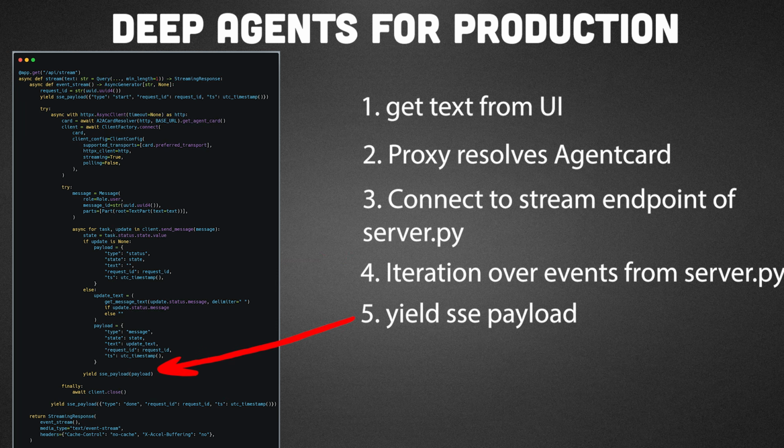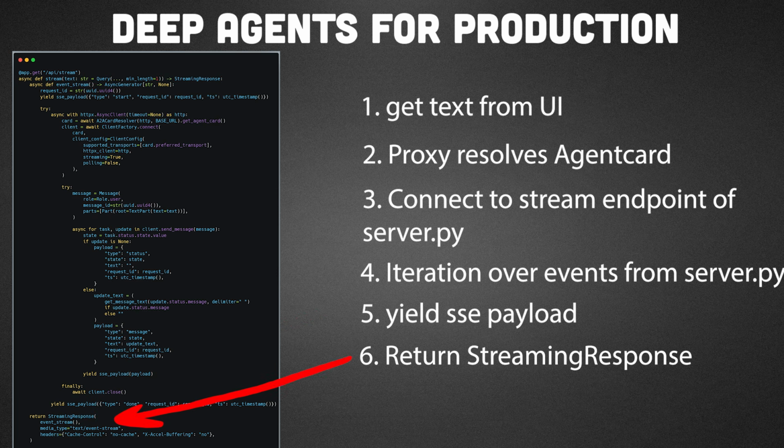We wrap these updates into a super simple SSE format, which is short for server sent events. It's basically plain text sent as events. So for each update, we send a small JSON payload via fields like type, state, text, and a request ID. Then we return it via a streaming response with text event stream. That's really convenient because the browser can consume it without needing WebSockets.